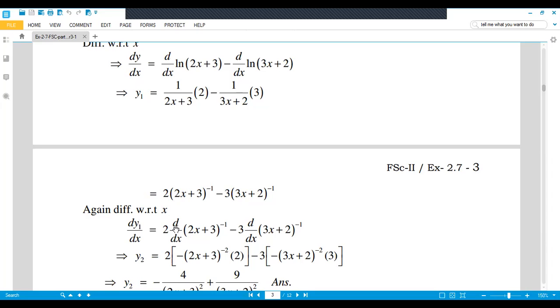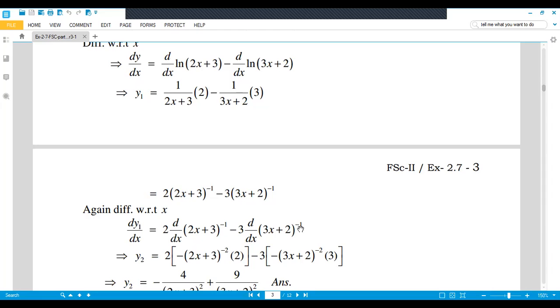So when we take the differentiation, this coefficient 2 as it is, derivative of this term, minus 3 as it is, derivative of this term. Now the power will come in the coefficient, and from the power we subtract 1, so minus 2, and then further derivative of 2x plus 3. So the derivative of 2x is 2 and the derivative of 3 is 0, so 2 we write here.